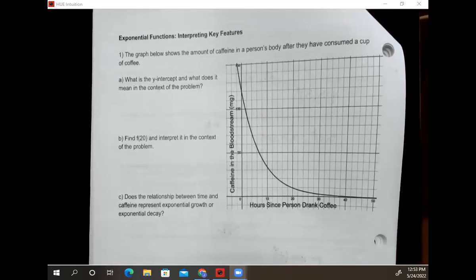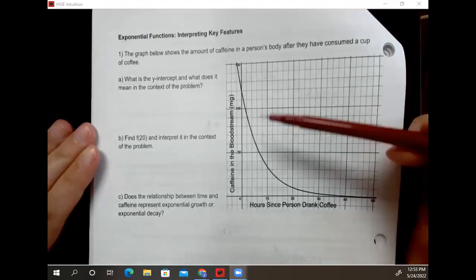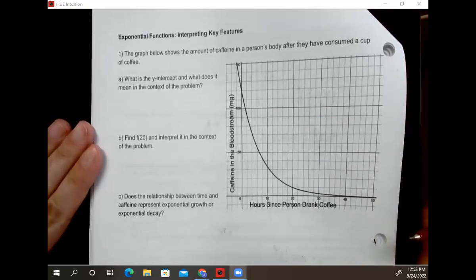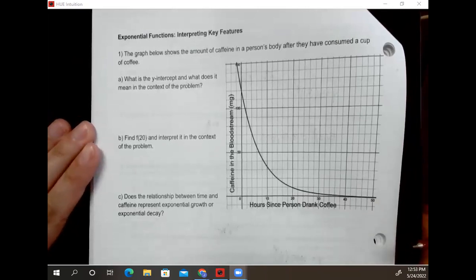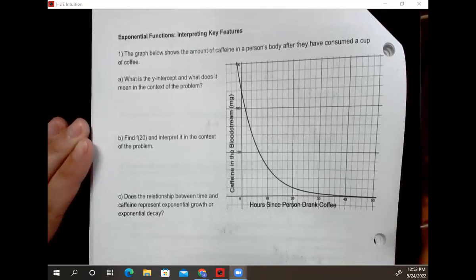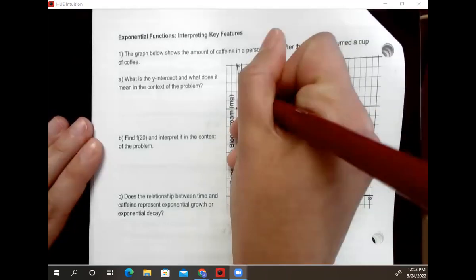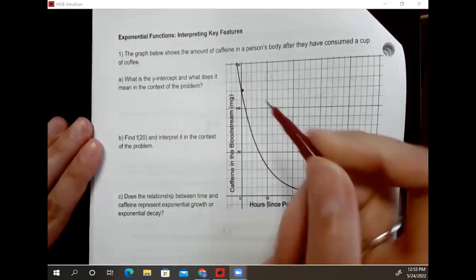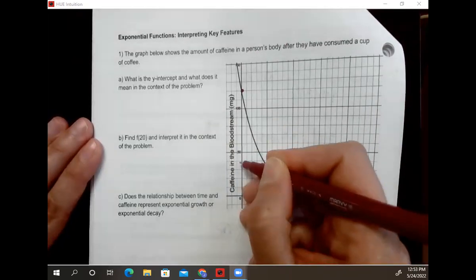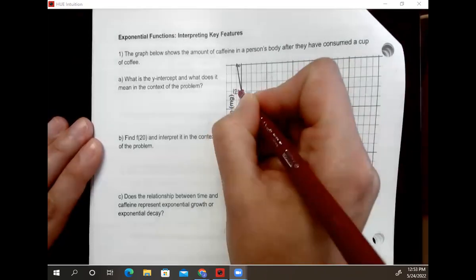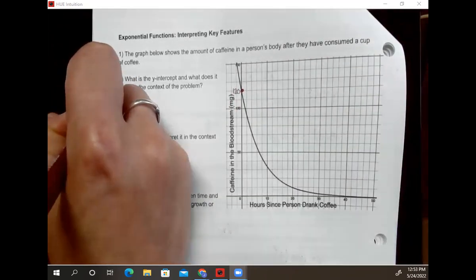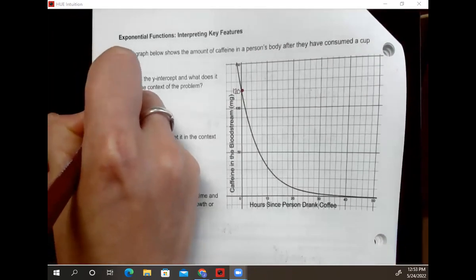So let's start with number one. Again, we're on page 26. For number one, our graph shows us the amount of caffeine in a person's body after they have consumed a cup of coffee. So my first question, what's the y-intercept and what does it mean in the context of the problem? What's our y-intercept here? Yeah, we're looking for where does our graph cross the y-axis. Our scale is by tens. If we look, this is 50, so 10, 20, 30, 40, 50. So this would be 120. So our y-intercept is 120.